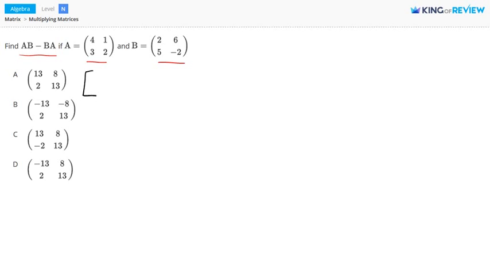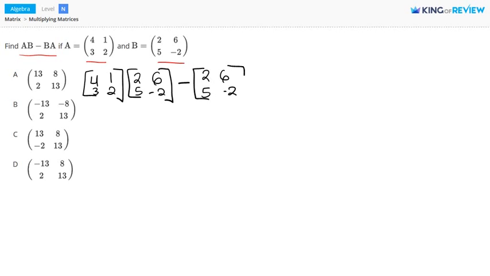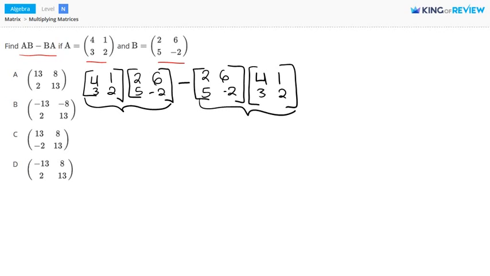So we have matrix A, which is 4, 1, 3, 2, and we're multiplying that by matrix B, which is 2, 6, 5, negative 2, minus matrix B, 2, 6, 5, negative 2, times matrix A, 4, 1, 3, 2. So we're going to start by finding the product of these two matrices and the product of these two matrices.